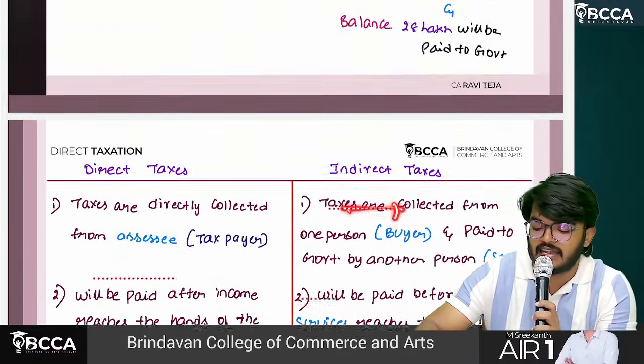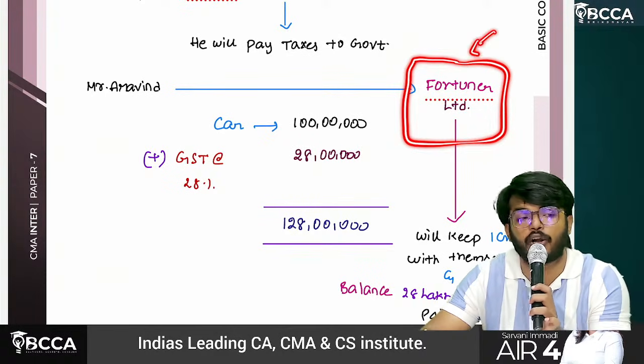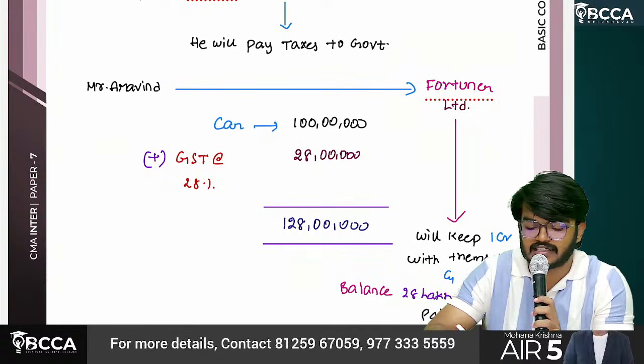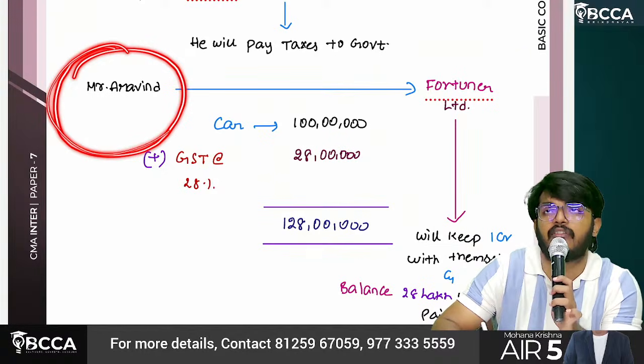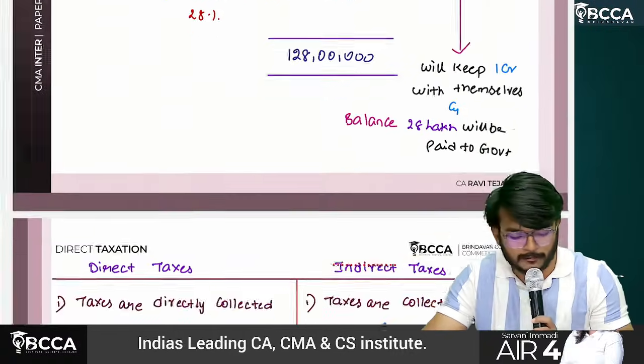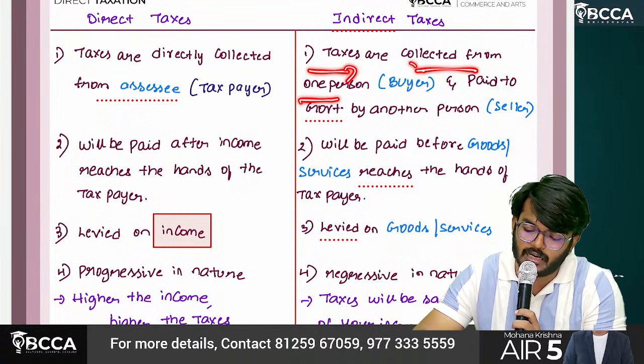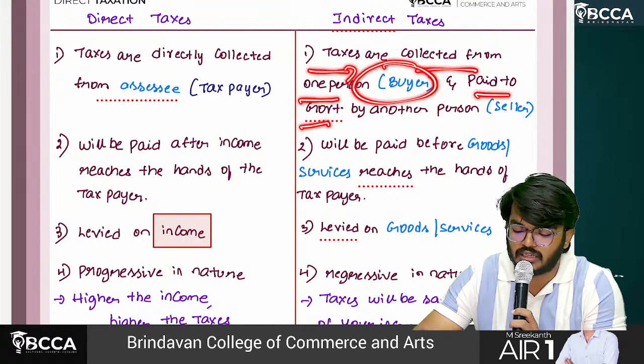Indirect taxes. Taxes are not paid by this Fortuner Limited from its own pocket. What it is doing? It is collecting the taxes from Mr. Arvind and paying the taxes to the government. Which means here, if you observe, taxes are collected from one person, the buyer, and paid to the government by another person.